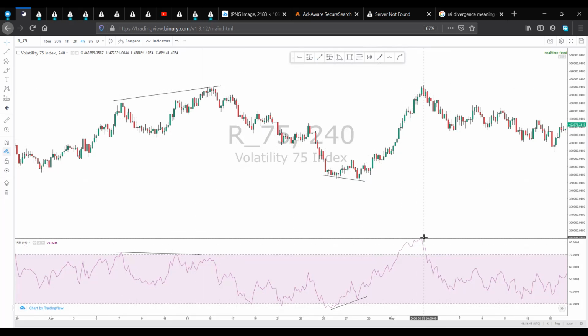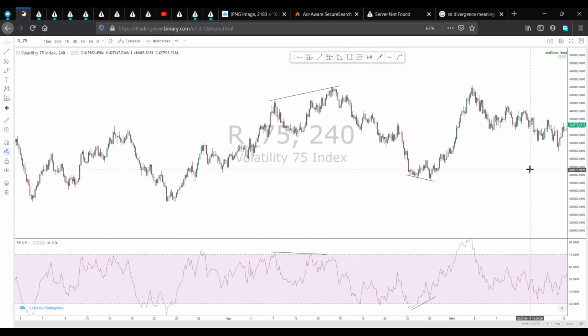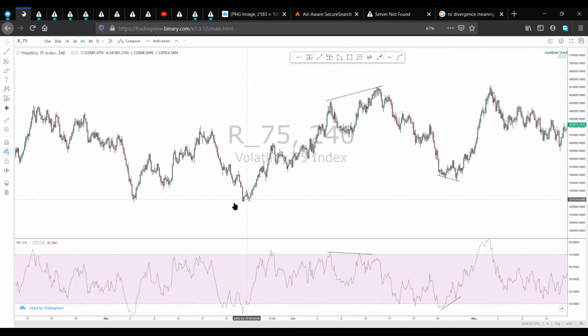This is not a divergence. We don't have a two price peak. Here we have two price peak, 1, 2, 1, 2. Here we have 1, 2, and here we have 1, 2. Here we don't have 1, 2. Maybe in the 1 hour time frame you can get the divergence, but that's how we are looking at the divergence.